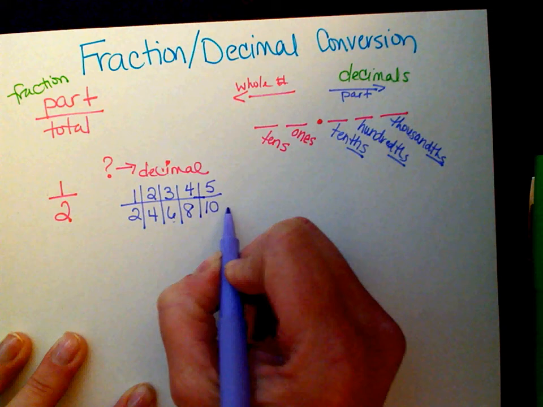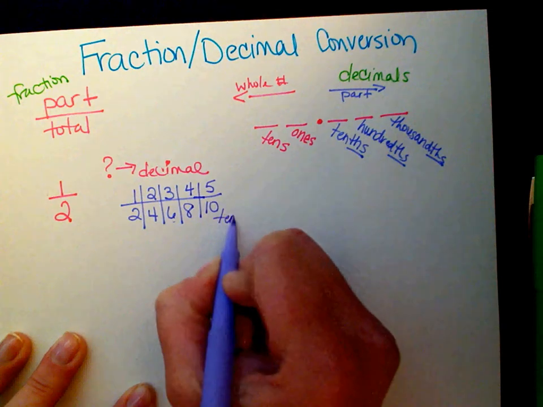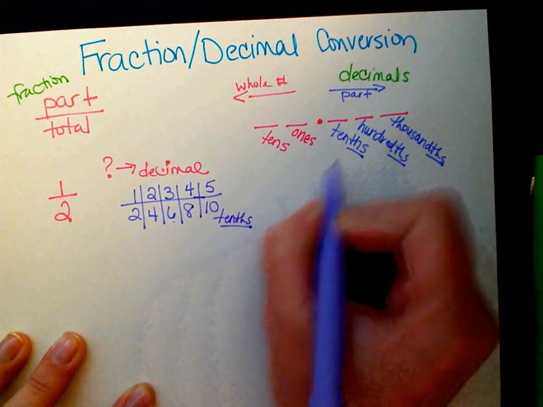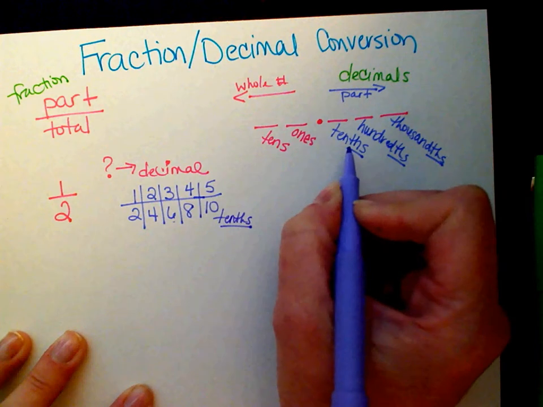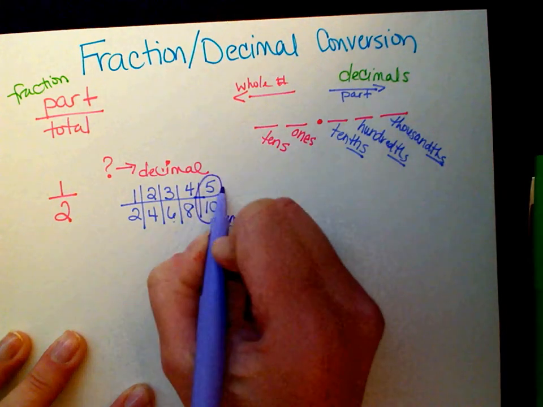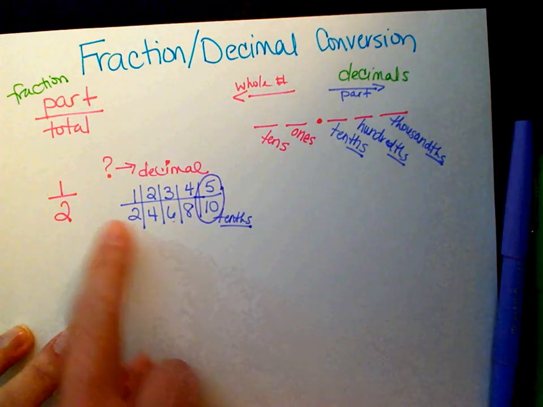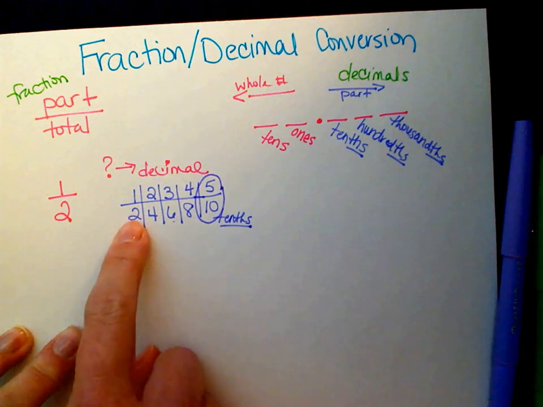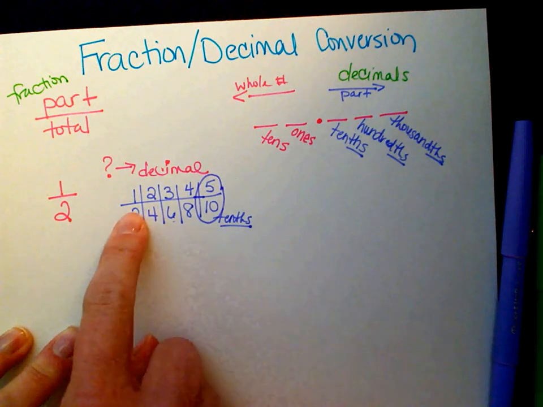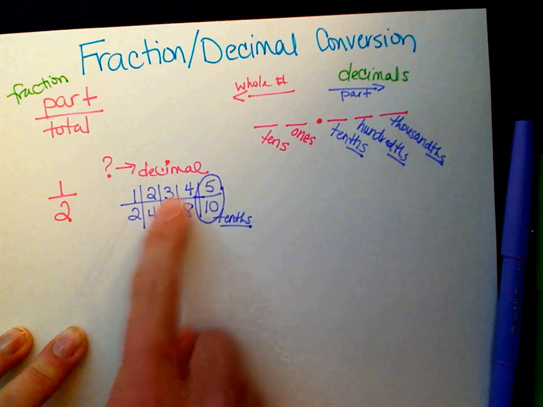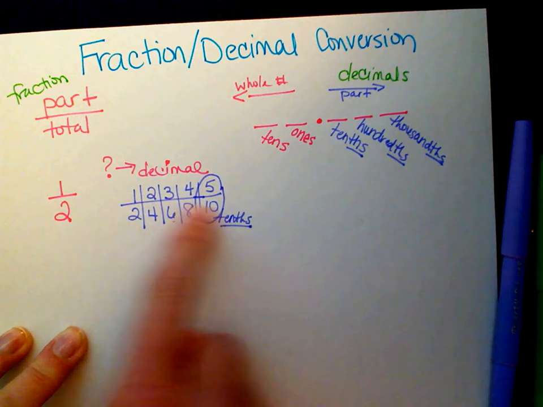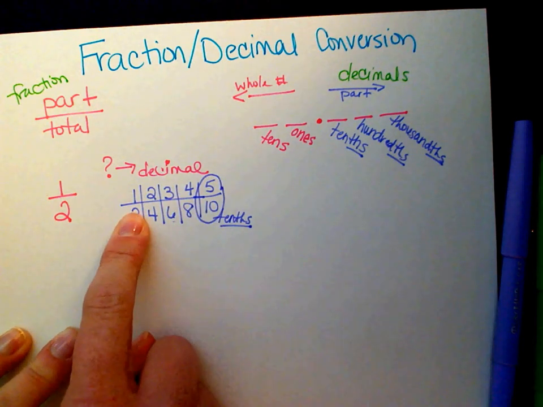5/10ths, there is a tenth. That is a tenth place. That matches my place value in my decimal. So I'm going to take the 5/10ths. This is equivalent to a half. All of these are. 2/4 is a half. 3/6 is a half. 4/8 is a half. 5/10 is also a half.